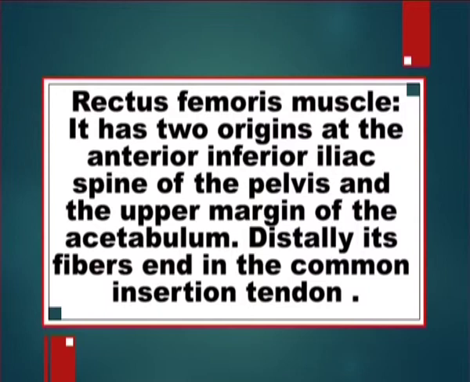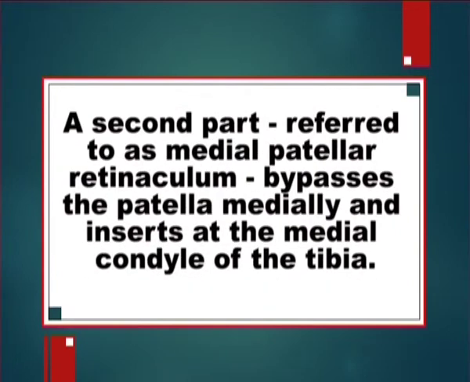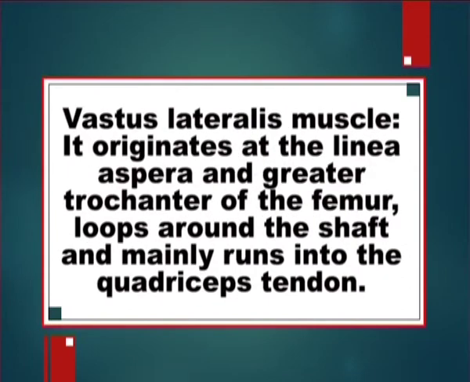Distally, its fibers end in the common insertion tendon. Vastus medialis muscle. It runs spirally around the shaft from the linea aspera and intertrochanteric line of the femur and merges with the quadriceps tendon for the most part. A second part, referred to as medial patellar retinaculum, bypasses the patella medially and inserts at the medial condyle of the tibia.